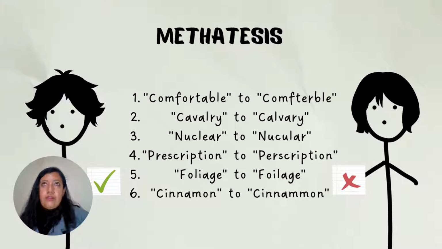Metathesis. In this rule, the position of sounds or syllables within a word is switched or rearranged. It often happens in casual speech and can also occur in historical language change. Some examples are comfortable, cavalry, nuclear, prescription, flash, cinnamon.